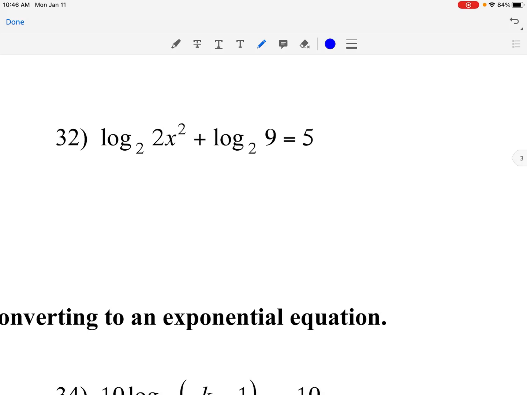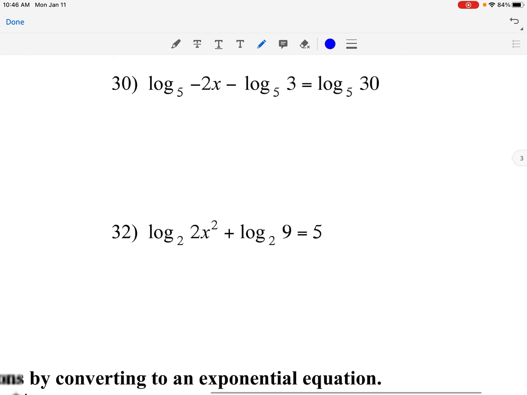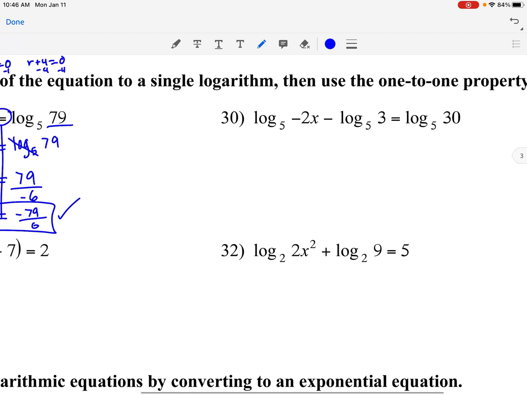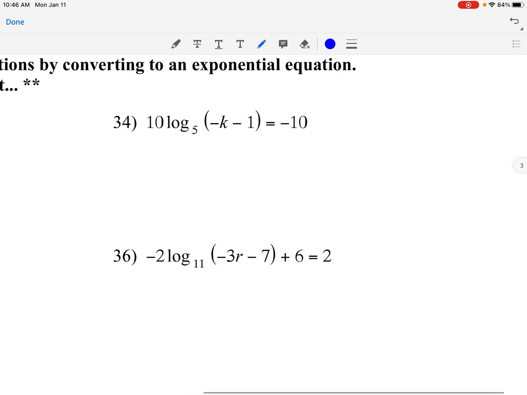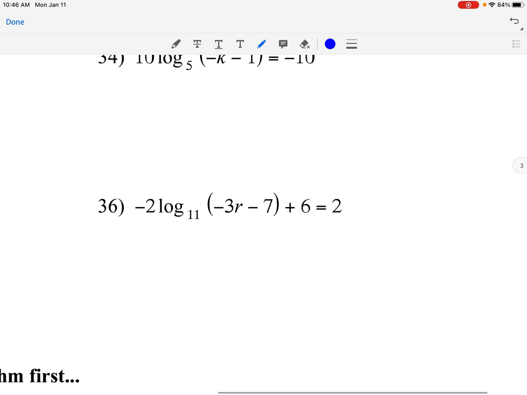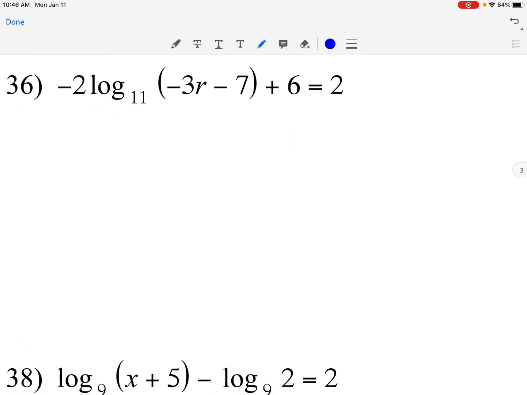In this section, we are still focused on logarithmic equations. However, on this one, we only have one logarithm, so we have to solve it a different way since we don't have a logarithm on both sides of the equation. So we'll do number 36 together.